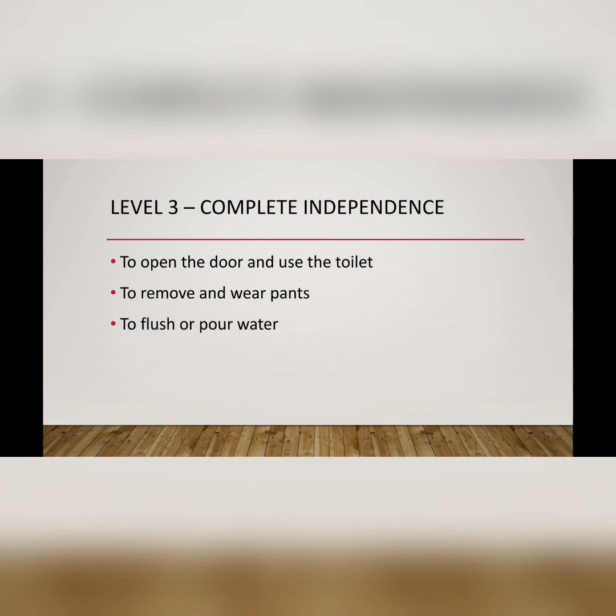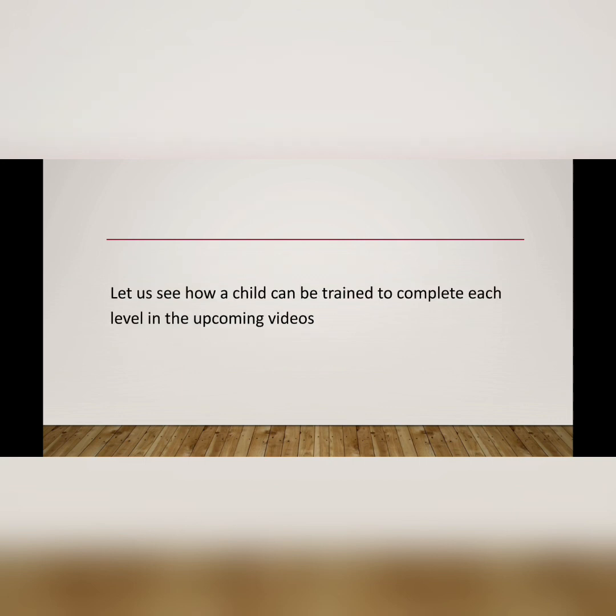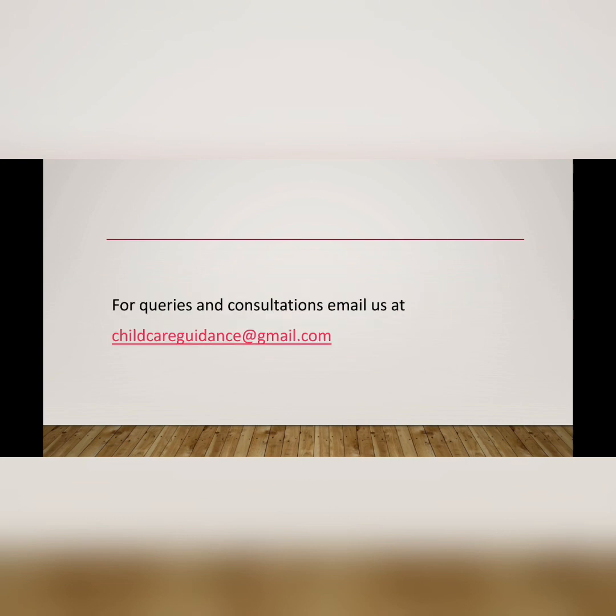Then coming to level 3, here the child achieves complete independence. The child is able to open the door and use the toilet. The child is able to manage his pants or his clothes. The child is able to manage cleaning the area, to flush or to pour water, and the child is able to wash himself or herself without the help of an adult. So in the upcoming videos, we will see how a child can be trained to complete each of these levels that we have talked about.